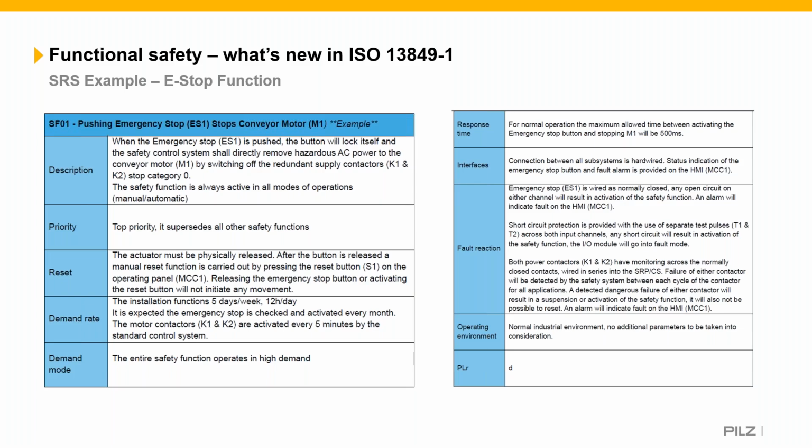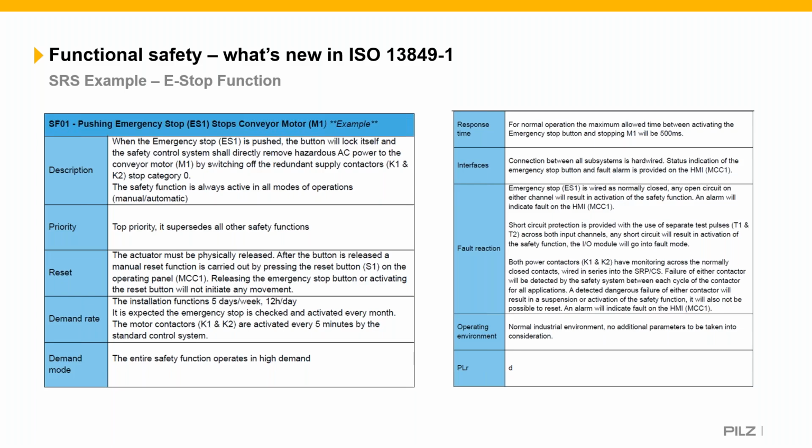The safety function is always active in all modes of operation, whether that's manual or automatic. And yes, that would be the case because this is talking about an emergency stop. The priority is a top priority. It supersedes all of the safety functions. The reset, this will be taken out of the standard because there's requirements for emergency stop resets. So the actuator must be physically released.